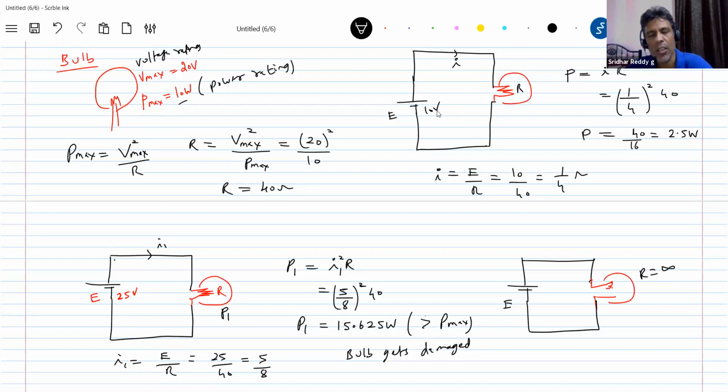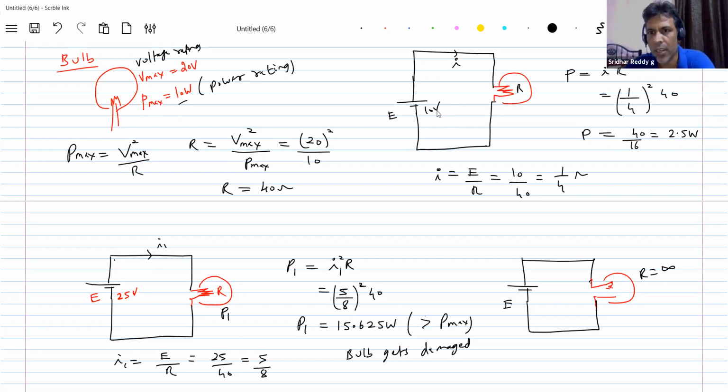So what is the safe thing now? Whenever you get a bulb, these terms will be written. So we have to see what source we are connecting across them. They should not be greater than the maximum voltage rating. That has to be taken care of. So power dissipated less than power rating, then the bulb is safe. So how do you decide whether the bulb is safe or not? When the power dissipated across the bulb is less than P max, the bulb is safe.